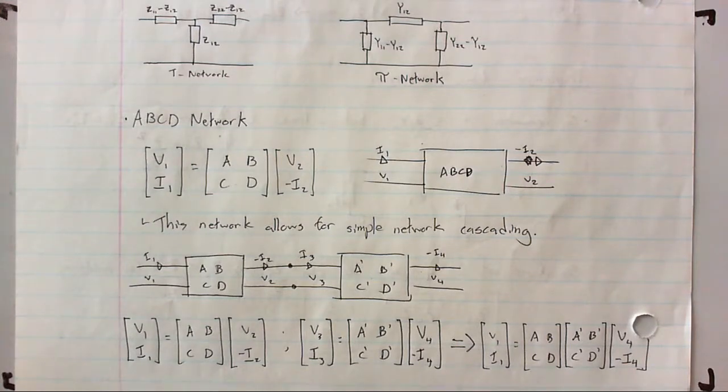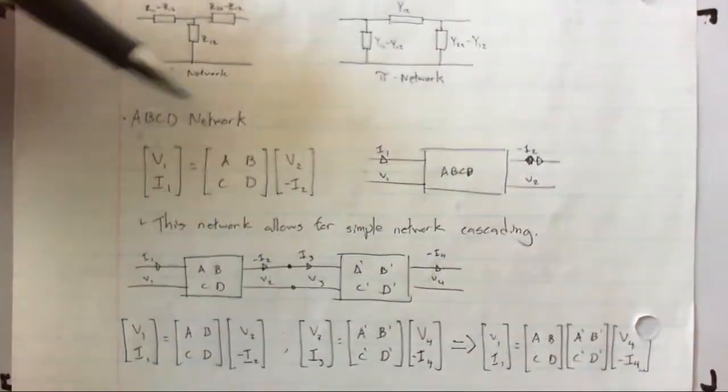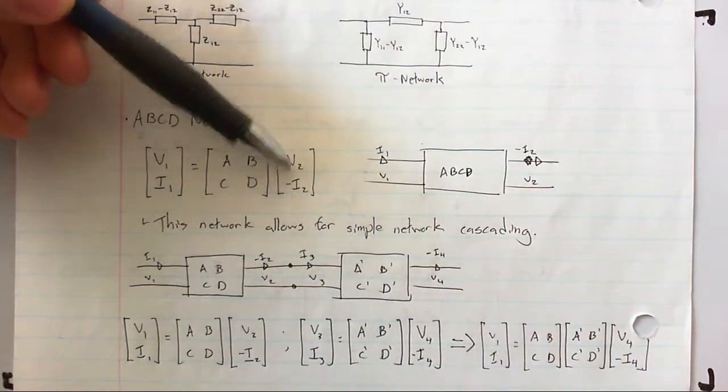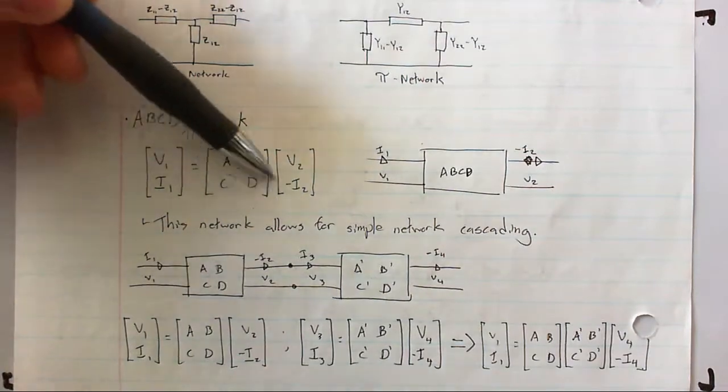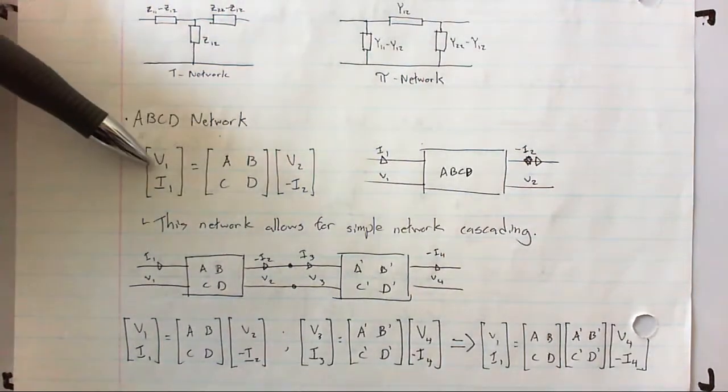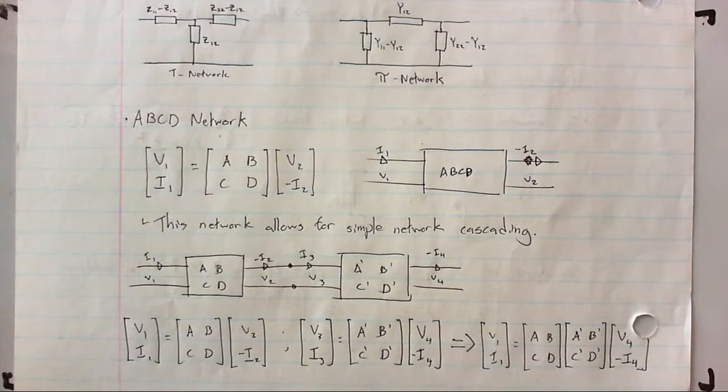Before, we were talking about using both input ports' currents to get both voltages, or both voltages to get both currents. Now, typically you won't know that. You might know what your inputs are at one port, and you want to know what the outputs are at port 2. So for example, with the ABCD network, you can use the voltage and current at port 2 multiplied by the matrix to determine the voltage and current at port 1.